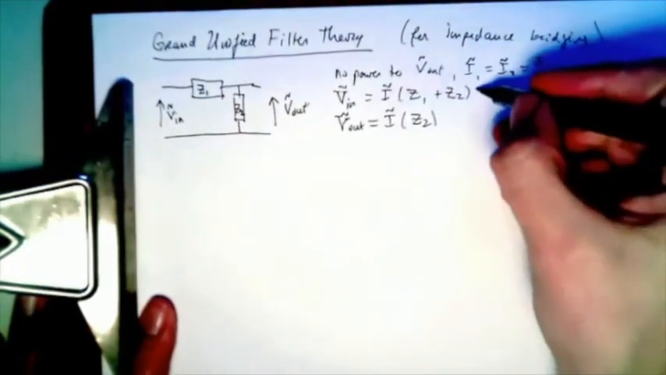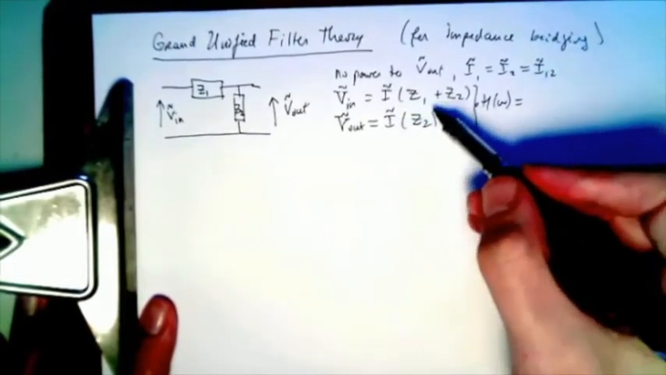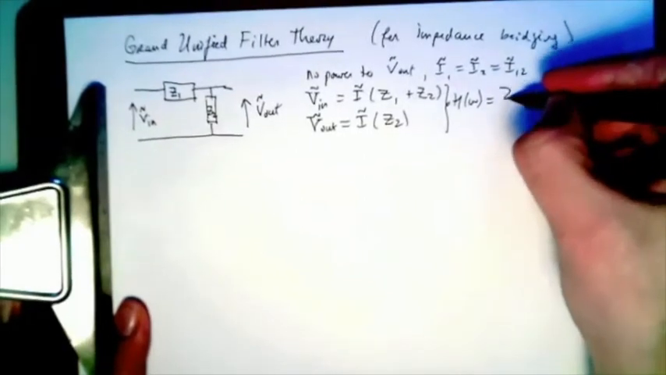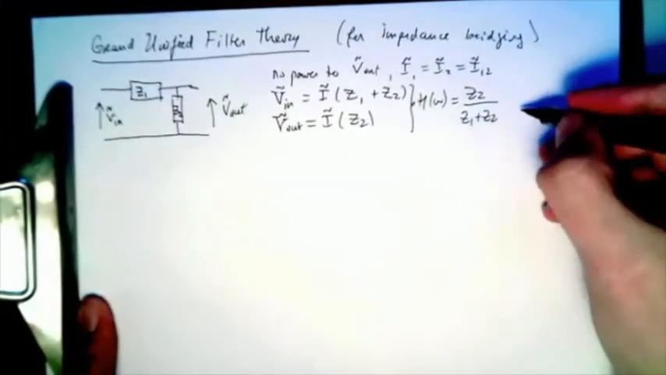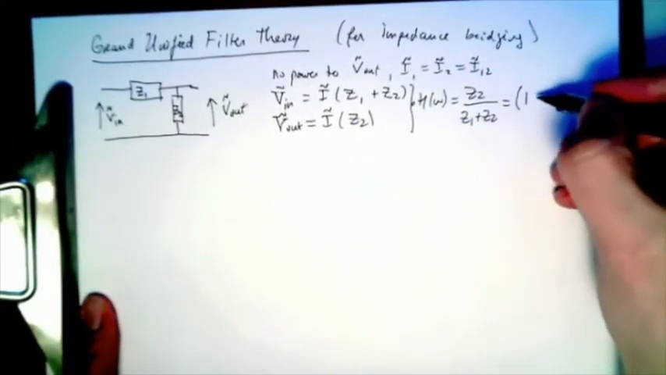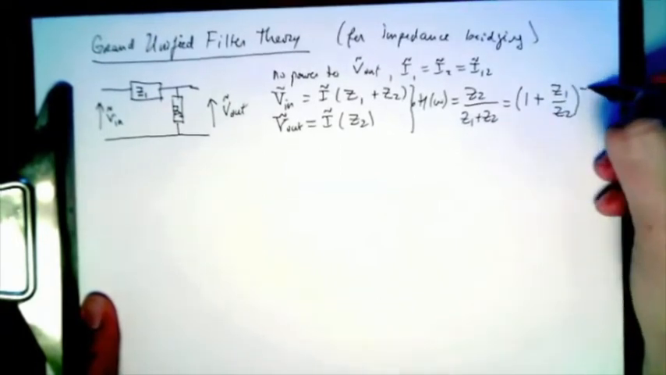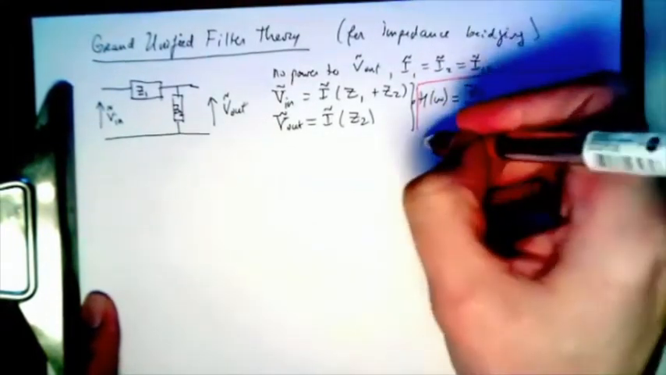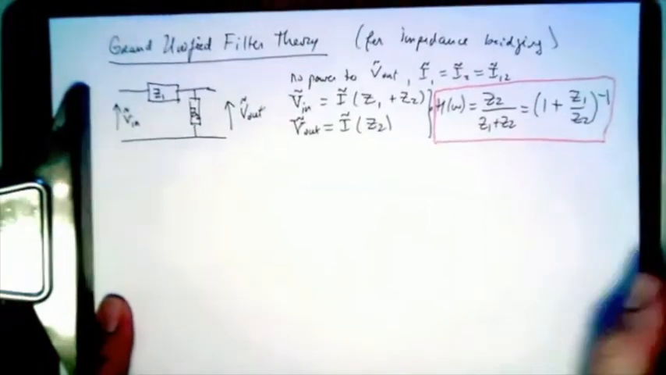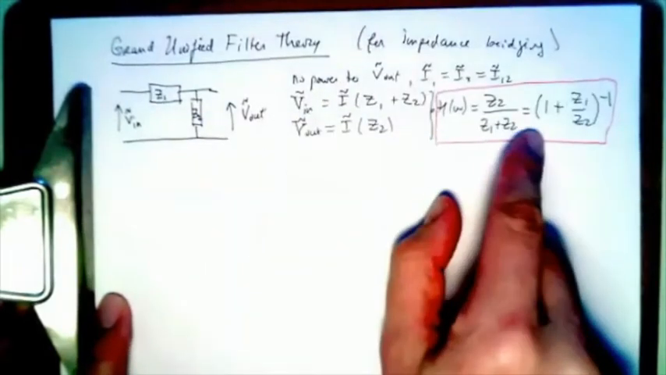So therefore, the transfer function is this over that. So Z2 over Z1 plus Z2. And then we can divide out our Z2, and we get (1 plus Z1 over Z2) to the power minus 1. So this is the general transfer function for filters of this sort. So now that we have this developed, it's super easy to see what happens with this filter.